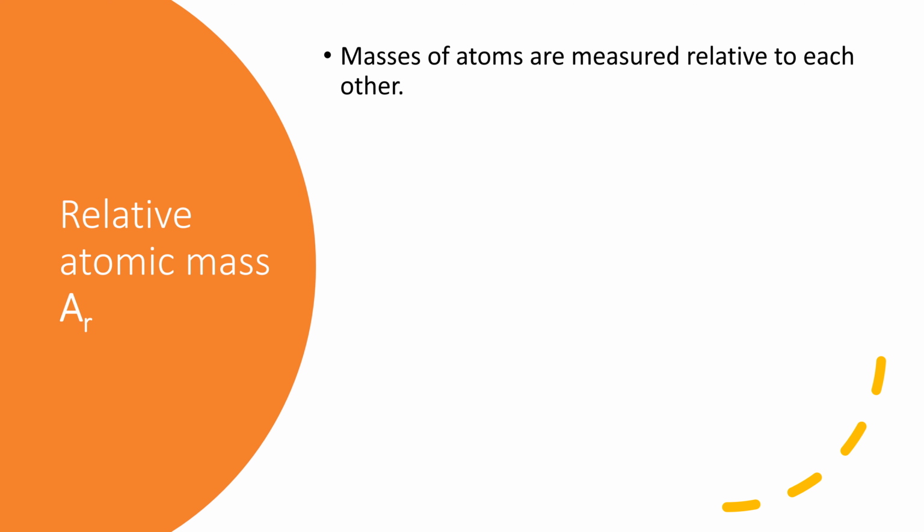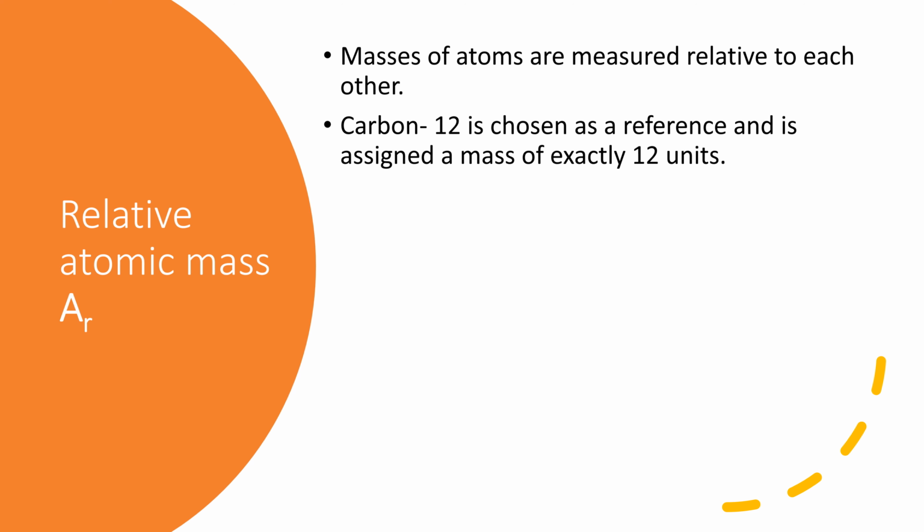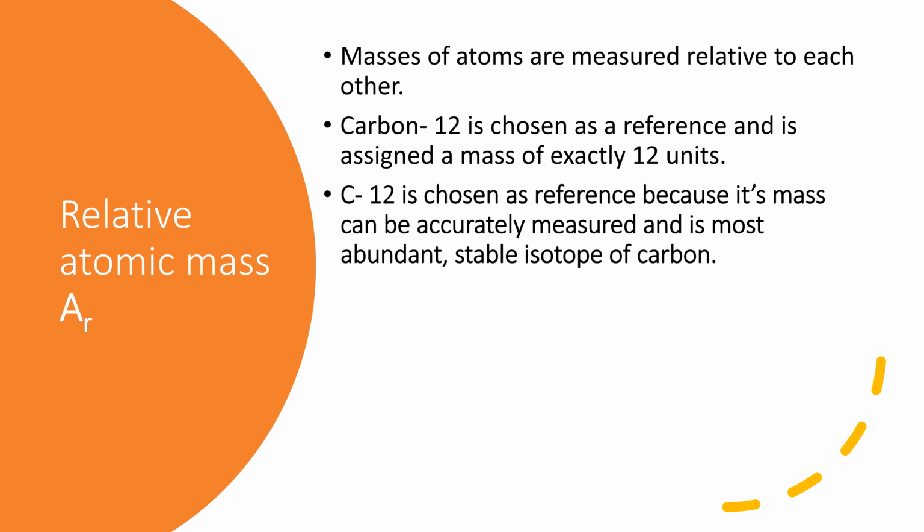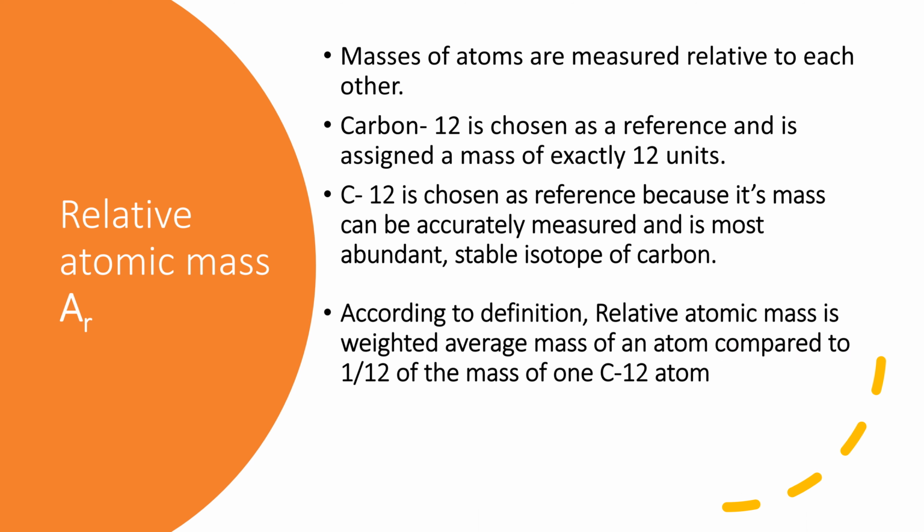Masses of atoms are measured relative to each other. For this purpose, carbon-12 is chosen as a reference and is assigned a mass of exactly 12 units. Carbon has many isotopes, carbon-12, carbon-13, carbon-14. Of all the isotopes, carbon-12 is chosen as a reference for the reasons that it is the most stable and abundant isotope of carbon. Its mass can be accurately measured.